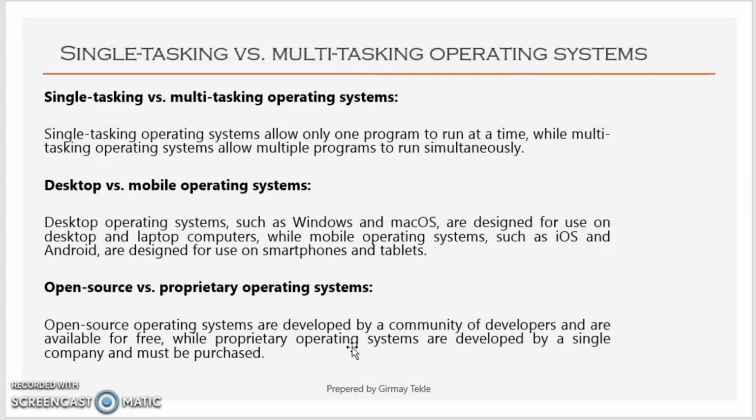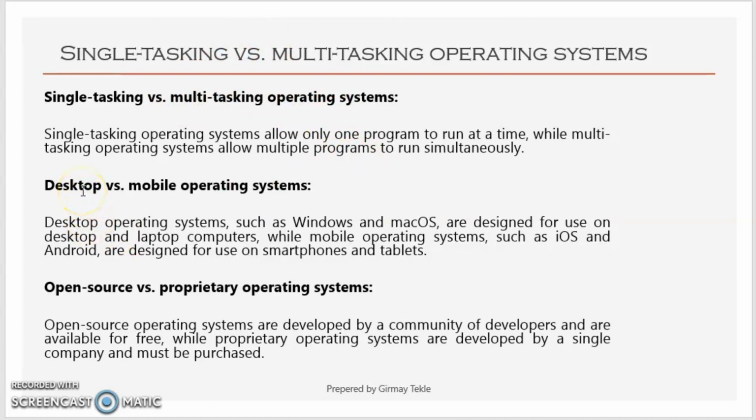The other issue is that we may have a single tasking operating system versus multitasking. Single tasking operating systems are operating systems that allow only one program to run at a time, whereas multitasking operating systems are operating systems that allow multiple programs to run simultaneously. As the name indicates, these operating system types are named multitasking operating systems.